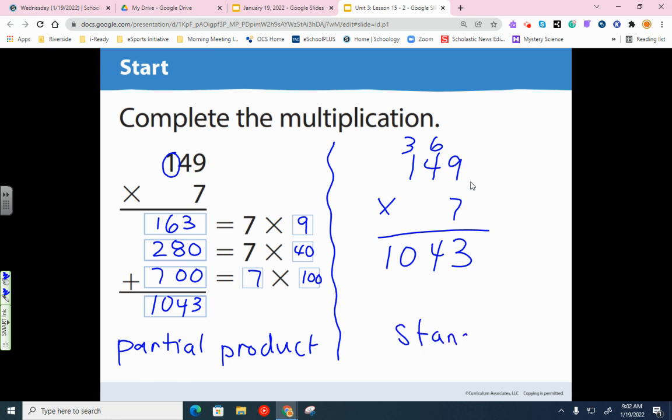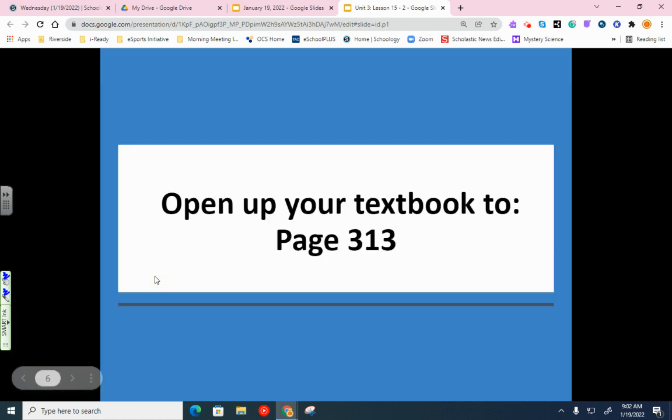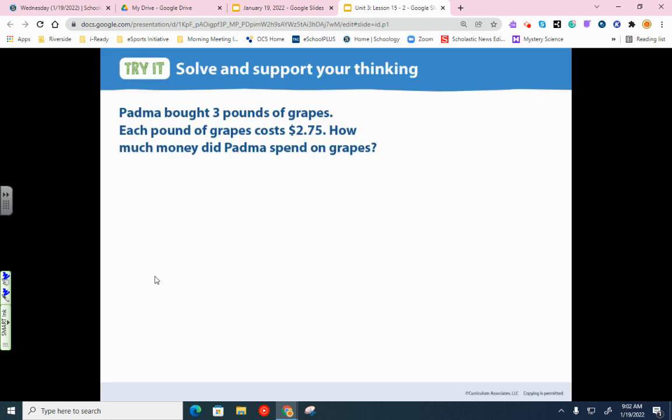I mean, there's a term called standard algorithm, which is super complicated, but you can do your multiplication both ways. So we'll leave it up to you. All right, so nice little warm-up. Let's turn to page 313, and we'll just jump right in and work on this.